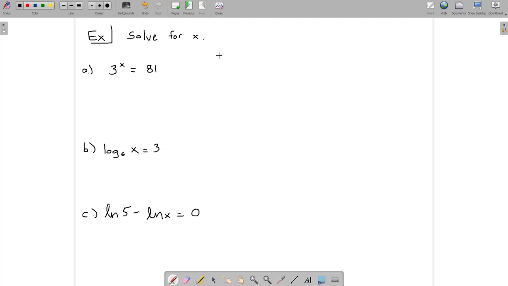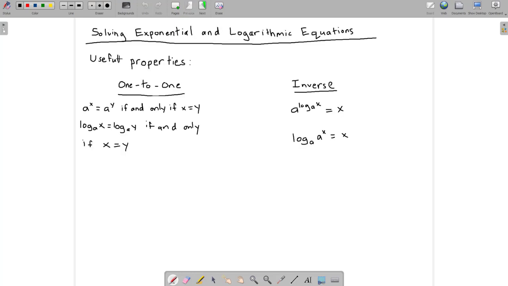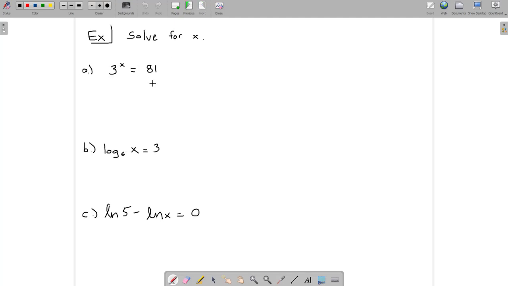We're going to want to solve for x in each of the following expressions. The first one we have here is 3 to the x equals 81. We're probably going to want to use the one-to-one property, because we have a to the x, a to the y sort of thing, 3 to the x, but we want to write this right-hand side as 3 to the something.